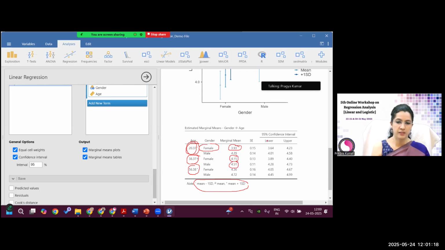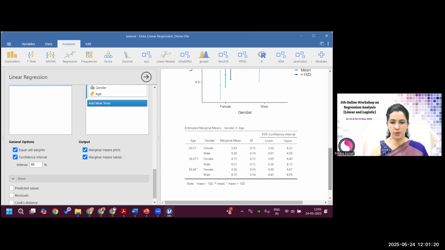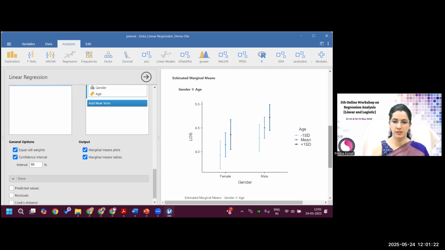And it gives you a plot also. So if you see, this is the plot. This is the length of stay, in the female and male, so you can see with plus 1 SD, the length of stay is more. So by this graph, you can see that. And this is the meaning of estimated marginal mean. So if you wish, you can also show this in the graph.